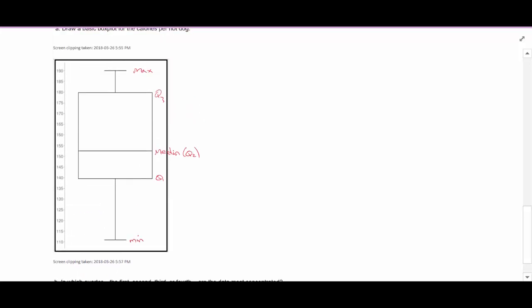Well, looking at the box plot, this range of values is about the same as that range of values. It's pretty big. So what we need to do is compare the range of values between the median and Q1 and the range of values between the maximum and Q3.